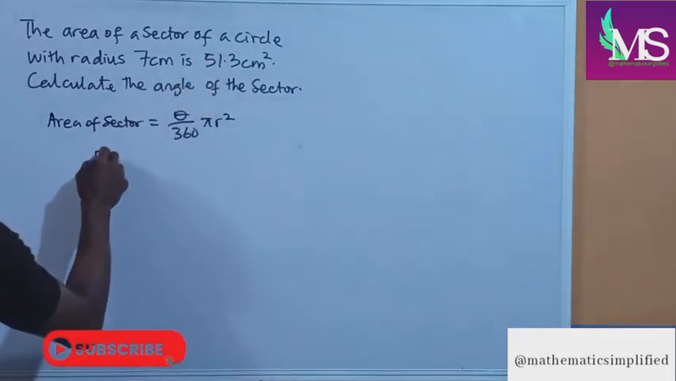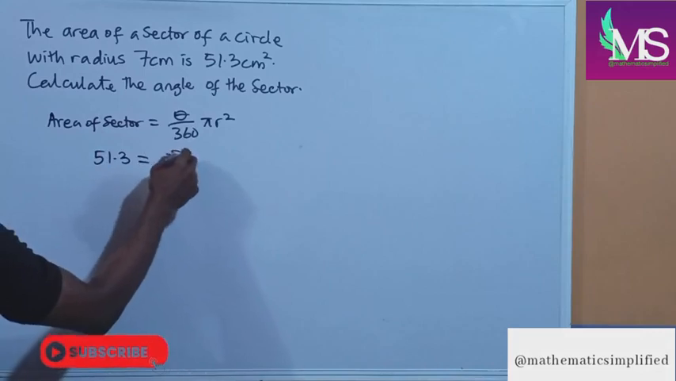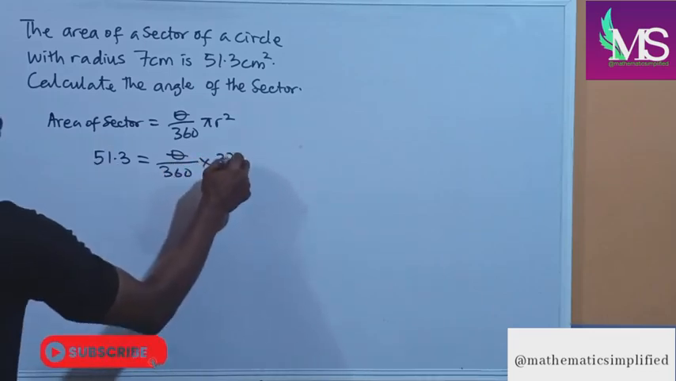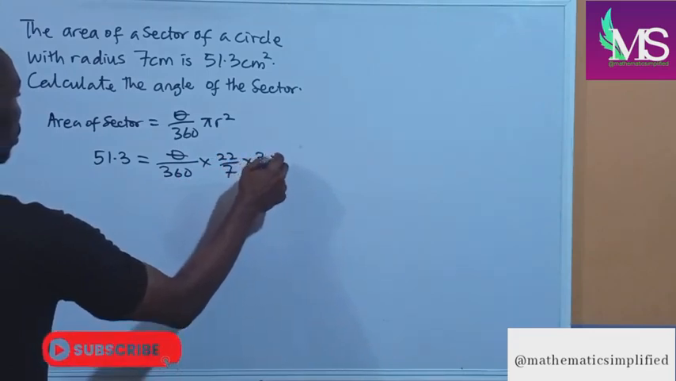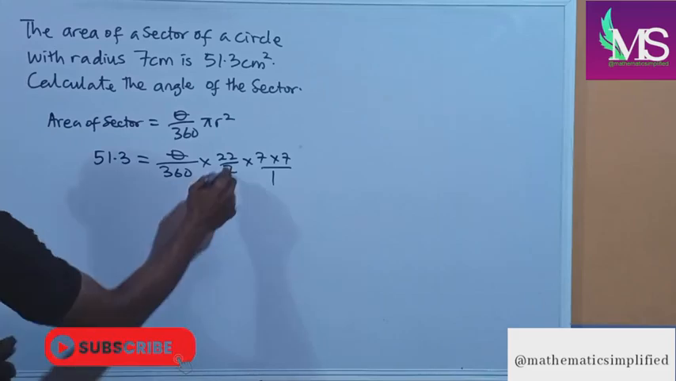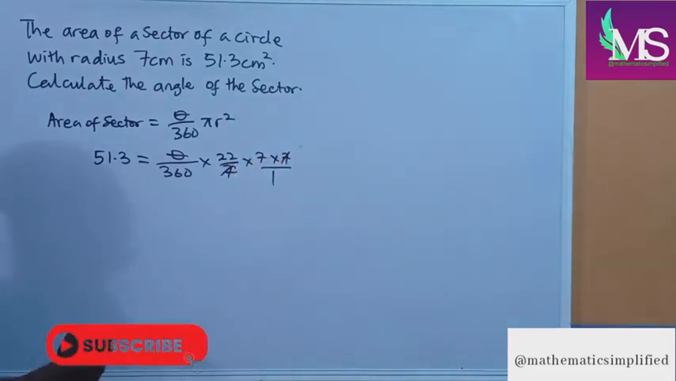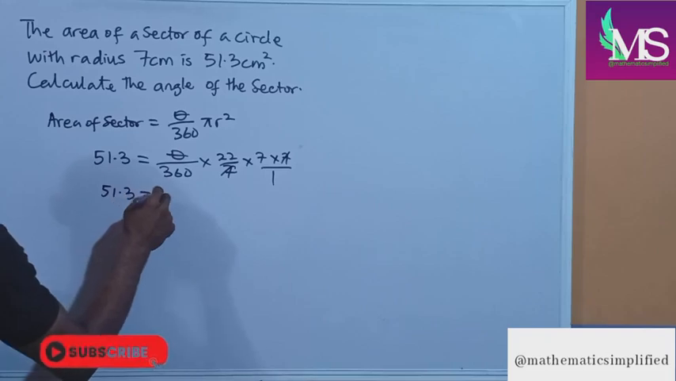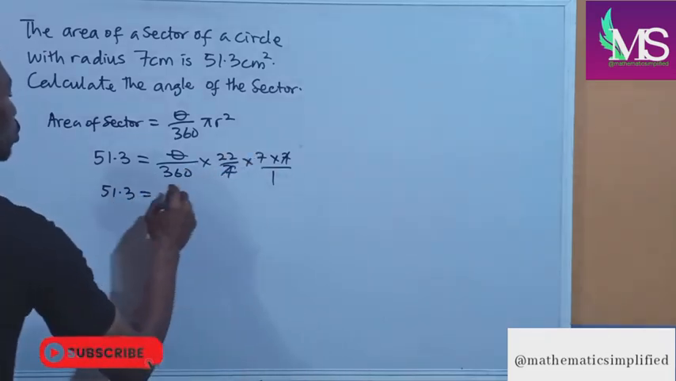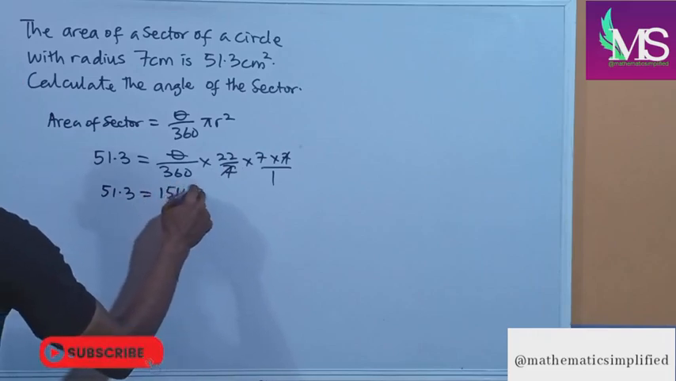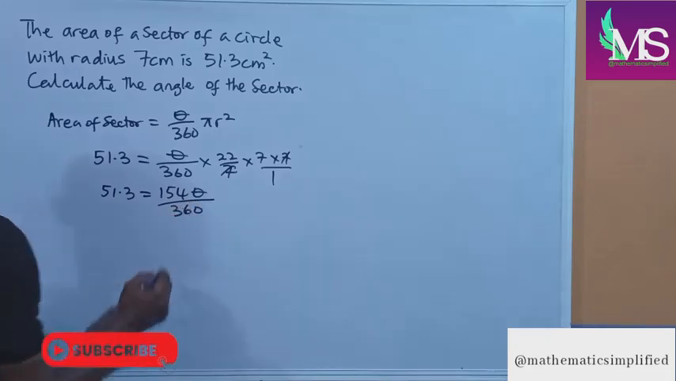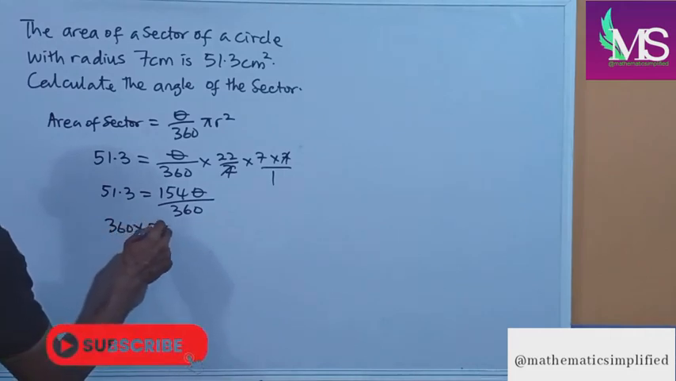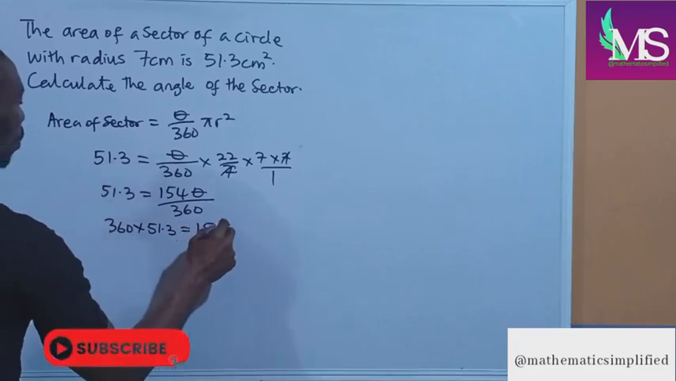So, area, which is 51.3, equals theta, which we are looking for, over 360 times 22 over 7, which is pi, times 7 times 7, all over 1. Now, 7 will cancel 7, leaving us with 51.3 equals 7 times 22, which will give us 154 theta all over 360. Now we can cross multiply.